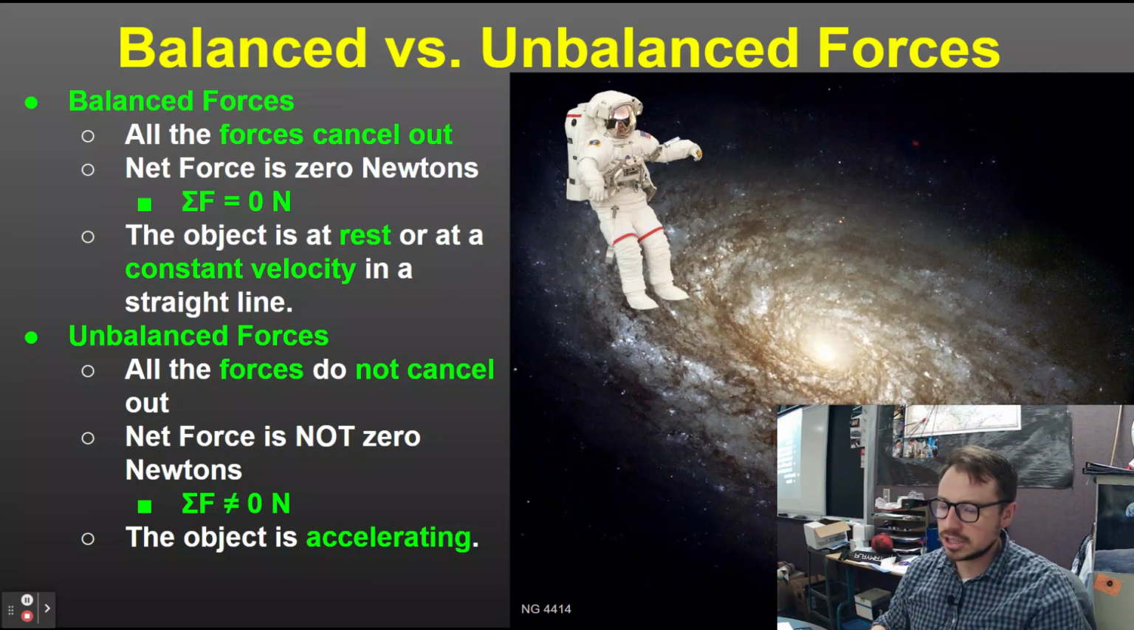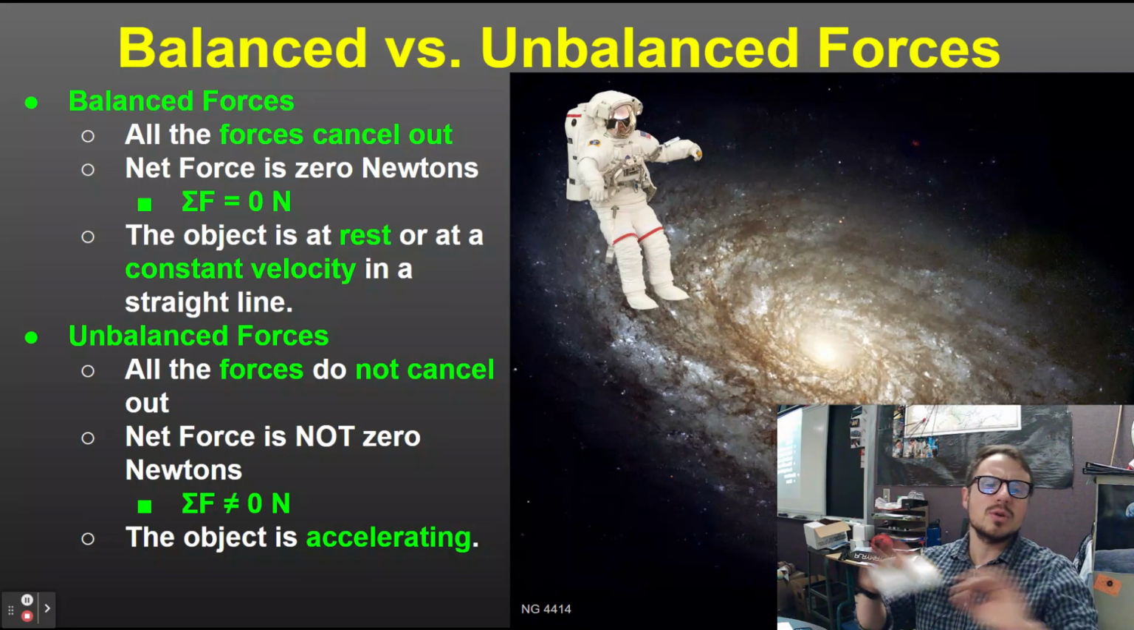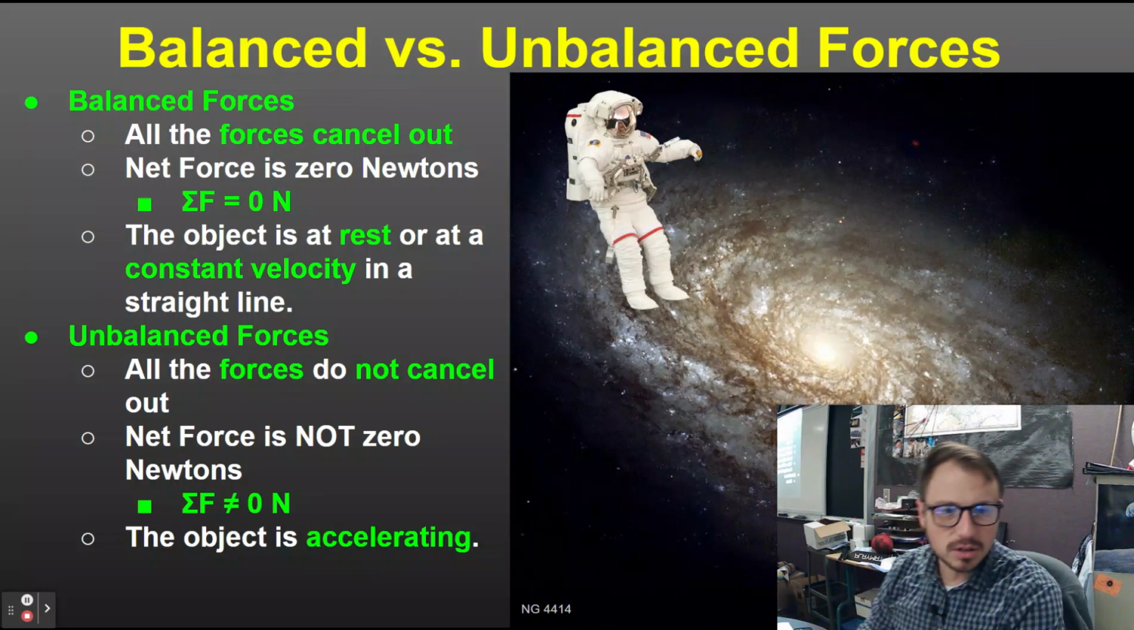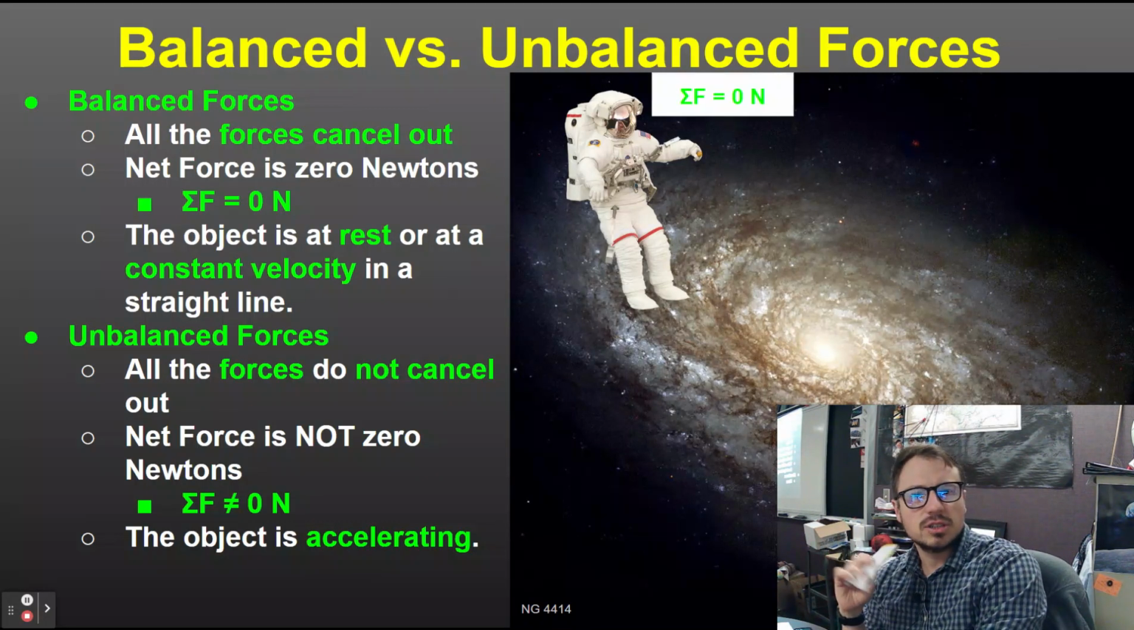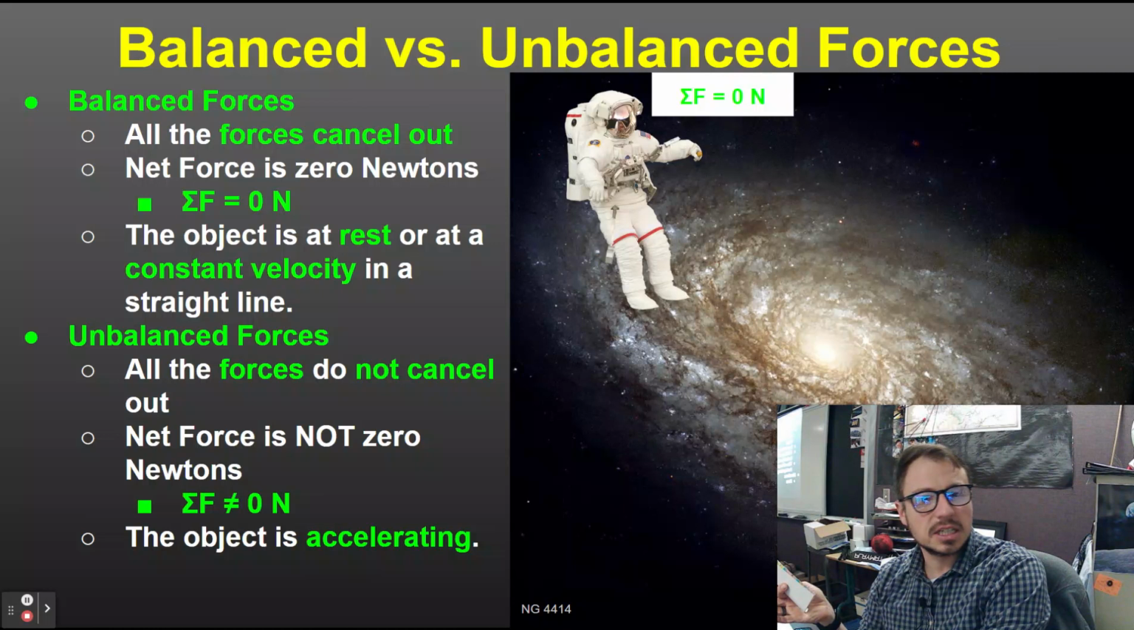So I like to think of astronauts out in space, right? That way we can remove gravity, air resistance, and friction here on Earth. Just think about an astronaut floating. Well, there are no forces acting on this astronaut. The net force is 0 newtons.